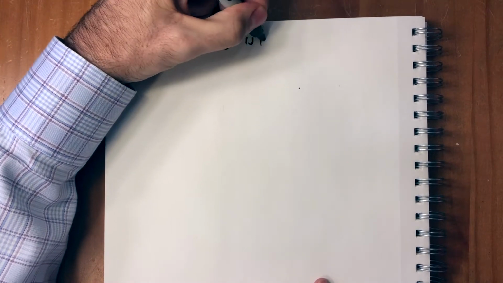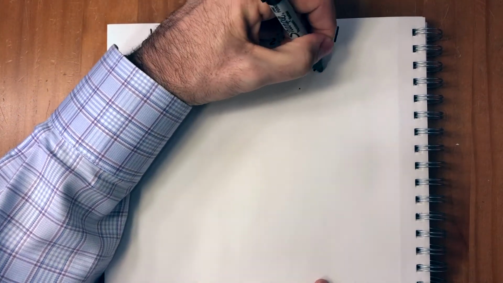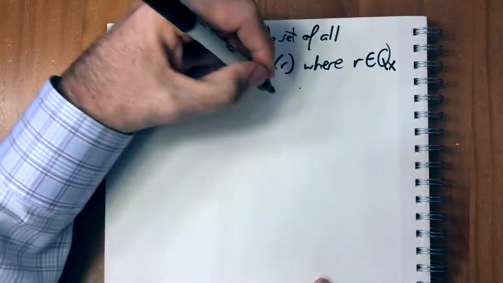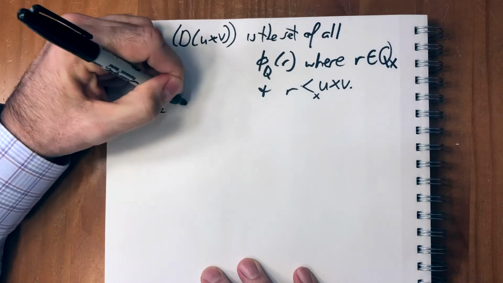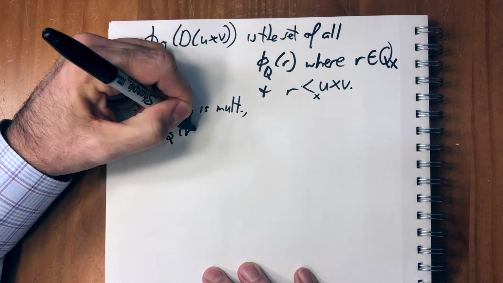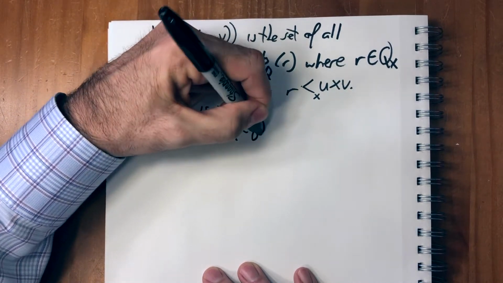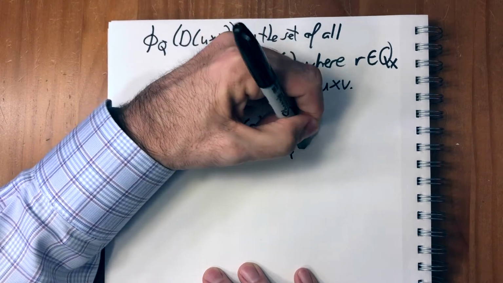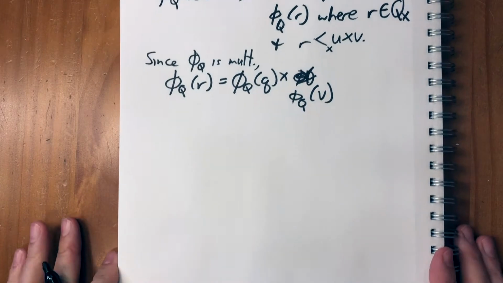So the set φ_Q of d(u times v) is the set of all φ_Q of r, where r is an element of the rationals and r is less than u times v. Since φ_Q is multiplicative, we also have that φ_Q of r equals φ_Q of q times φ_Q of v, because we said on the last page that r equals q times v.